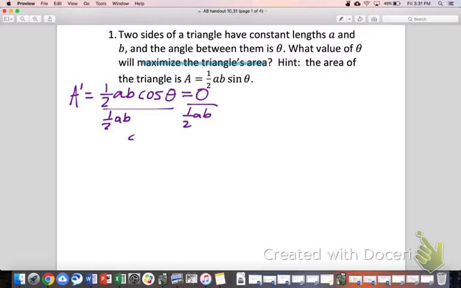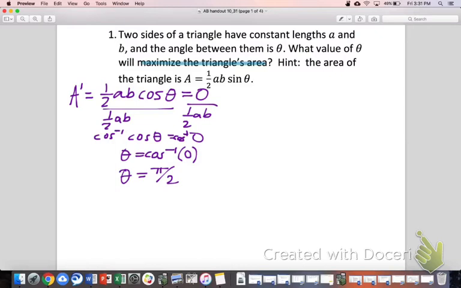And that'll get us down to cosine of theta is equal to 0. So to solve this, we're going to do inverse cosine of both sides. And that'll give me theta equals inverse cosine of 0. So where is cosine 0, or at what angle is cosine 0? We would get theta is equal to pi over 2. It's the only angle that really makes any sense here.